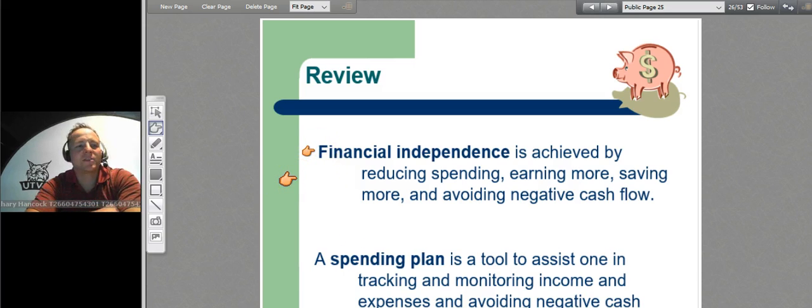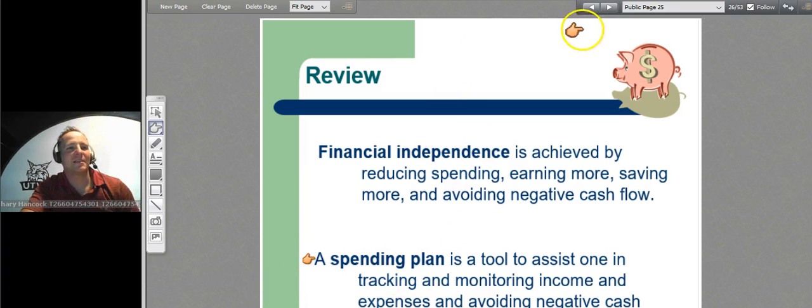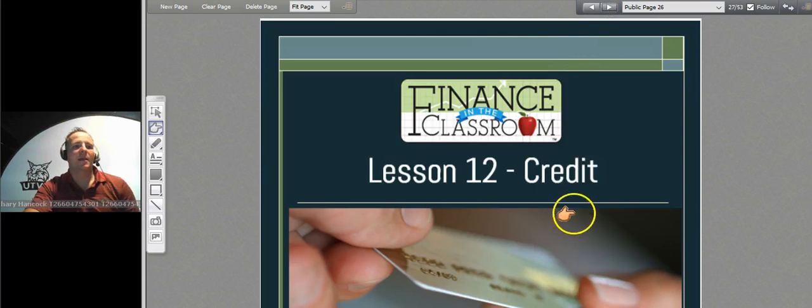So this will all include financial independence. It's achieved by reducing spending, earning more, saving more, and avoiding negative cash flow. It's so nice to say, no offense if there's any parents watching, bye parents, I don't have to deal with you anymore, right? I can go out in the world and I can live on my own. I don't have to ask you for money. And you get that independence. It's super nice to say. And your parents will like that too, actually. Okay. A spending plan, once again, is a tool that we can use to avoid negative cash flow and know where your expenses are going.